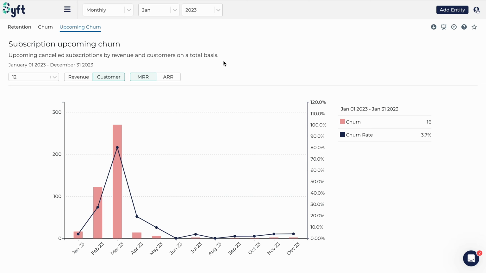Or if they've cancelled in the current month, but the churn will only reflect next month, that might not reflect in this churn graph. So upcoming churn takes into account those items that haven't really churned yet because you still have income from them in the current month. But because they've actually cancelled, we know that in the future, you're not going to generate that revenue. And so this is what this graph is showing us. It's showing us the future churn that is going to come about as a result of current cancellations.